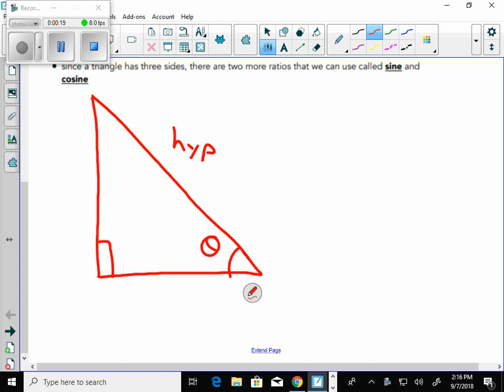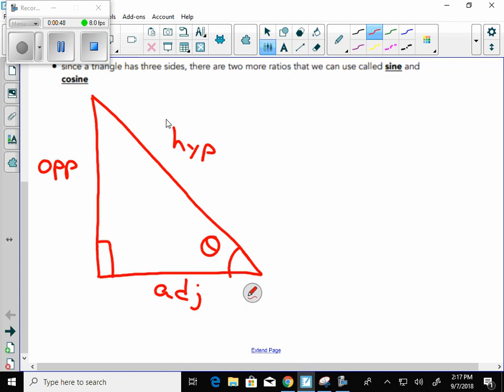Okay. We know the side touching the angle is my... adjacent. Good. And then we know the one directly across from the angle is my... opposite. Very good. What's a tangent? Tangent is the ratio between the opposite and the adjacent, right?